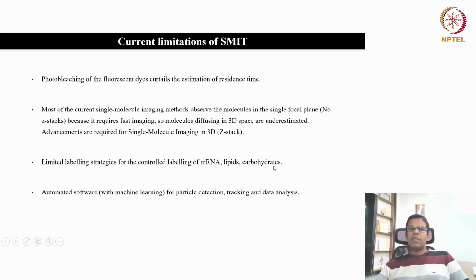Then we have limited labeling strategies for controlled labeling of mRNA, lipids, and carbohydrates. Currently we have a good number of methods for controlled labeling of proteins using the Halo tag, SNAP tag, or CLIP tag. But if you want to see single molecules of mRNA, lipids, or carbohydrates, you have very limited or even no labeling strategy. For mRNA, there are some ways to visualize single molecules, but for lipids and carbohydrates, we have limited options.